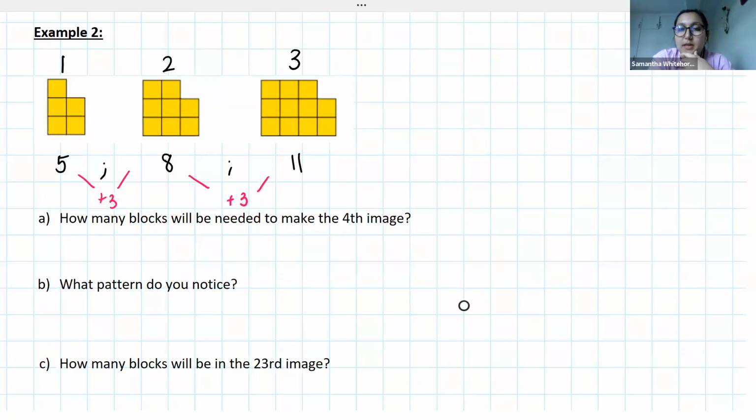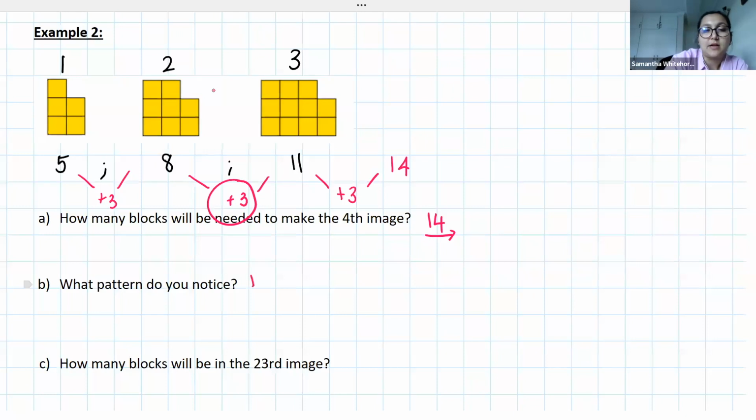So how many blocks, guys, will we need in the 4th image? In the chat, how many am I going to need in the 4th image? We know what the pattern is. We're adding 3. Okay, guys, let's be careful. I've just told you what the pattern is. So all you need to do is say 11 plus 3 to give you the 4th one, which gives us 14. So there will be 14 blocks in our 4th image. Let's be very careful that we're adding correctly. Now, we've already established what pattern we noticed, that we add 3 blocks as we go up in our pictures.